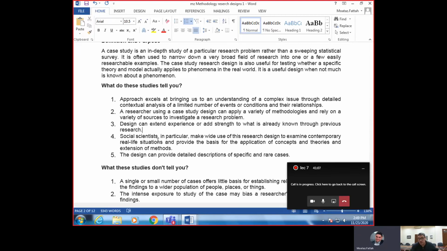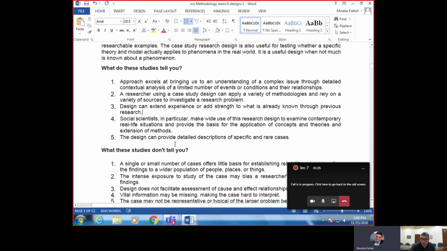So here you are, in a way, shedding some doubt on what has become like a law-like generalization in our study. What previous research said is not accurate. That's one of your findings. So you can extend experience or add strength to what is already known, or you can shed some doubt on it. Social sciences in particular make wide use of research design to examine contemporary real-life situations and provide the basis for the application of concepts and theories and extension of methods.